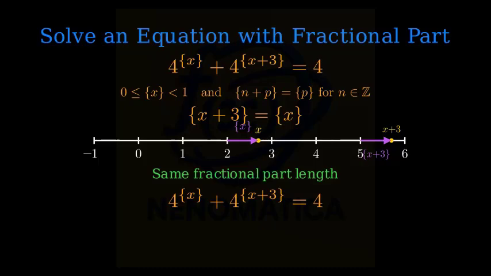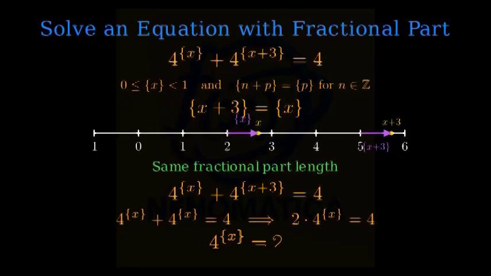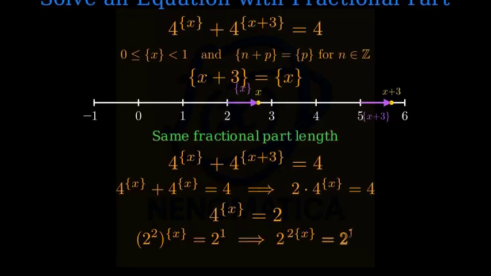Using the property, the equation becomes 4 to the power of the fractional part of x plus 4 to the power of the fractional part of x equals 4. That is 2 times 4 to the fractional part of x equals 4. Dividing both sides by 2 gives 4 to the fractional part of x equals 2.